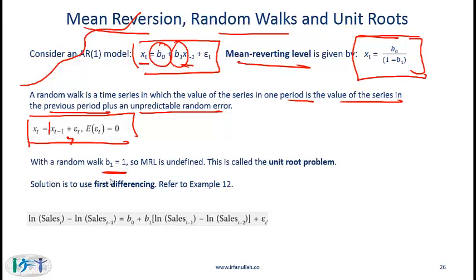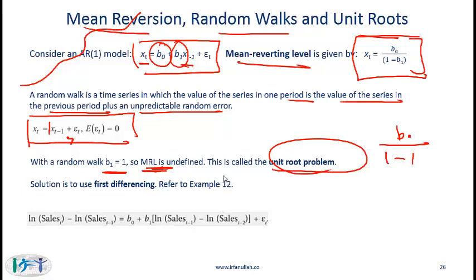When B1 is 1, as we have with a random walk, with or without a drift, then the mean reverting level becomes undefined because you have B0 over 1 minus 1, which is undefined. When B1 is 1, then the mean reverting level is undefined. This is a problem. The name of the problem is the unit root problem. So you need to remember that. If B1 is 1, then you have a unit root problem.